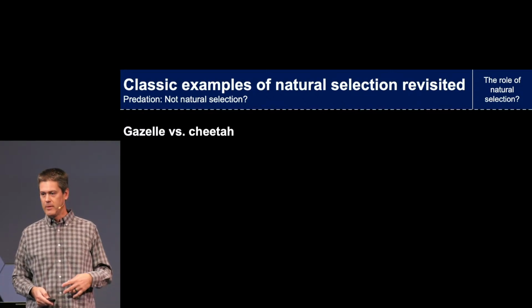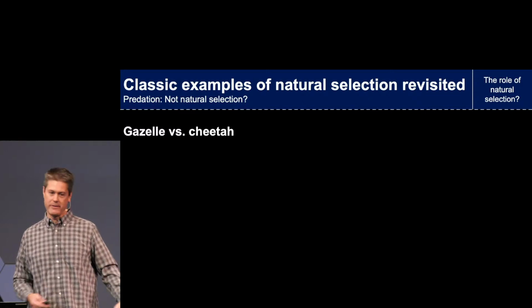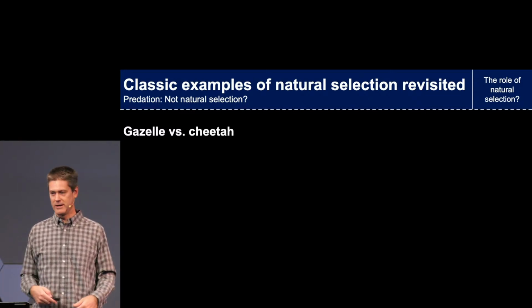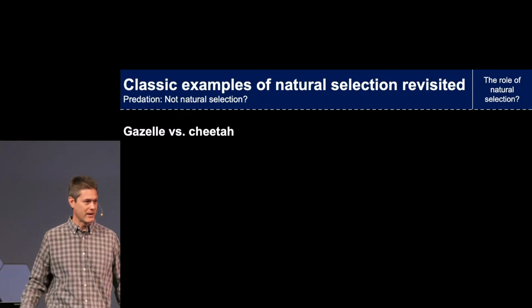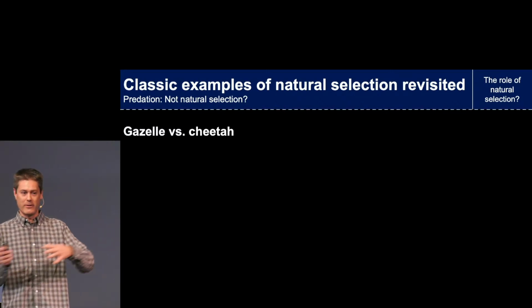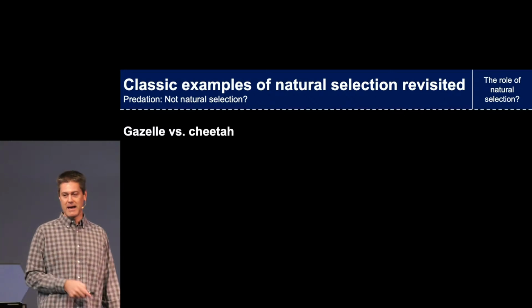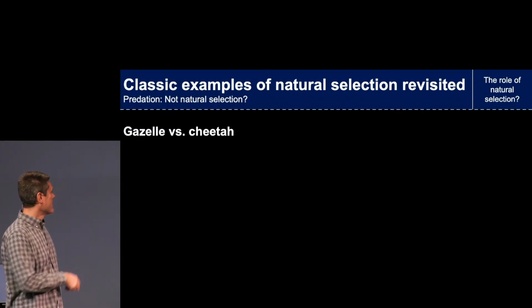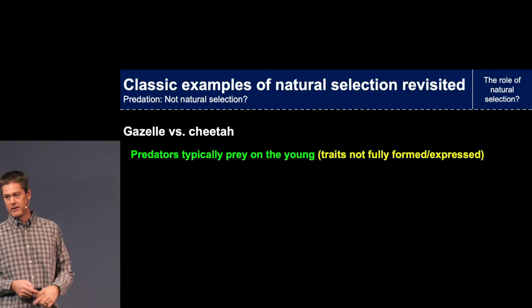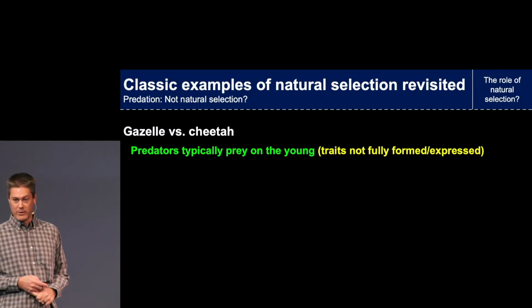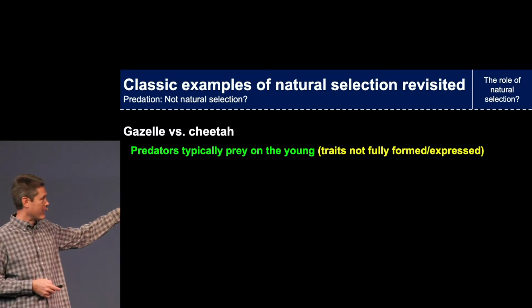And so over time, the gazelles got faster and faster and faster, and then so did the cheetah, right? Because the cheetahs that weren't fast enough couldn't catch the gazelles, so they died too. And so over time, you get fast gazelles and fast cheetahs, right? The problem is that's actually not how it works. The problem is that predators typically prey on the young, so the traits of being really fast aren't fully developed yet, right?